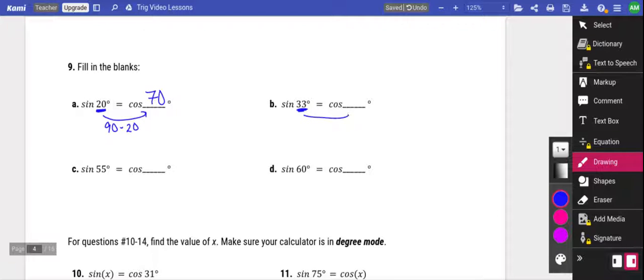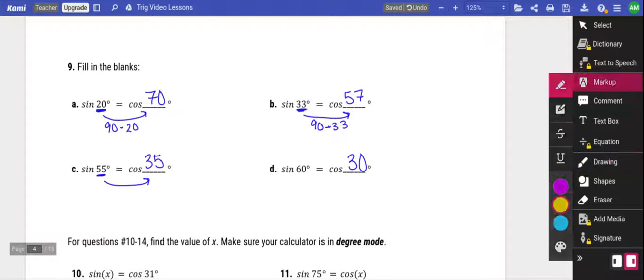Sine of 33. What's 90 minus 33? 57. Sine of 55, cosine of 35. And lastly, the sine of 60 is the same as the cosine of 30. These two angles need to add up to 90. So if I have one, I can subtract it from 90 to get the other.